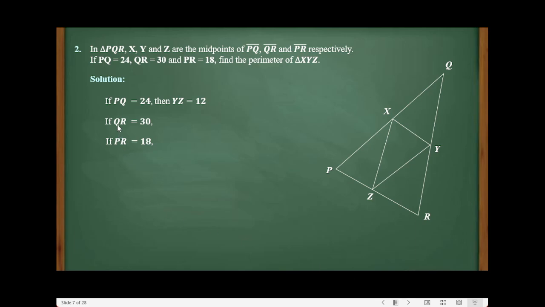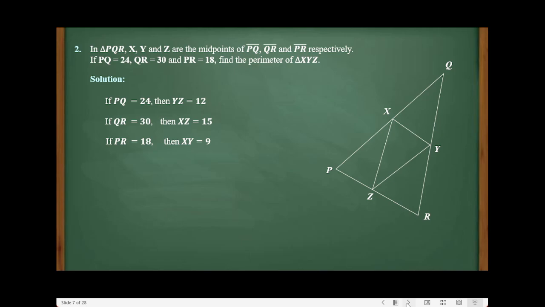Now for QR, where is QR? This one. If this is 30, therefore, with respect to this side, XY is the midline, which is what? Half of this segment. So kung 30 ito naman ang 15. Okay? Then PR, where is PR? This one. Now with respect to this side, it follows that XY is the midline. And if this is 18, XY would be what? 9.